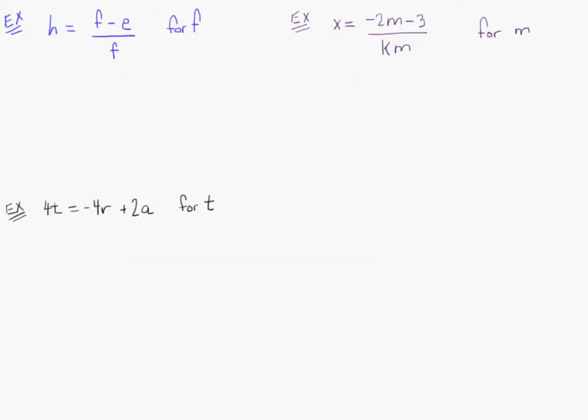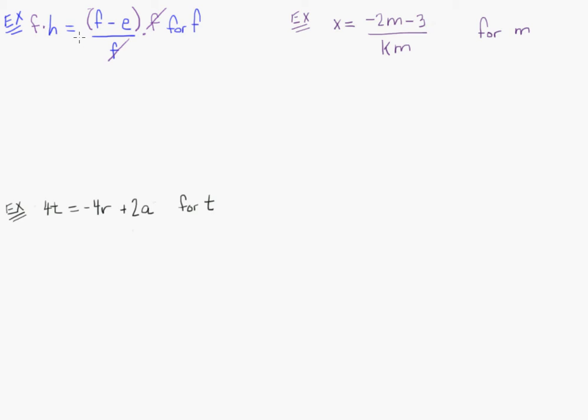So the second part, I wanted to show you some more multi-step solvings of literal equations. If we look at the first example, we have h equals f minus e divided by f, and we want to solve for f. So this is a little bit more tricky. First we want to talk about the fact that this numerator, this f minus e, is one quantity. So what we can do first is multiply both sides by f.